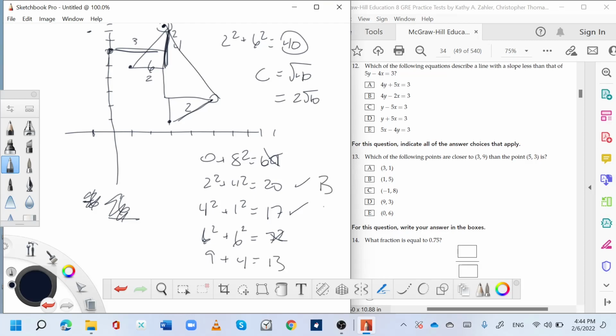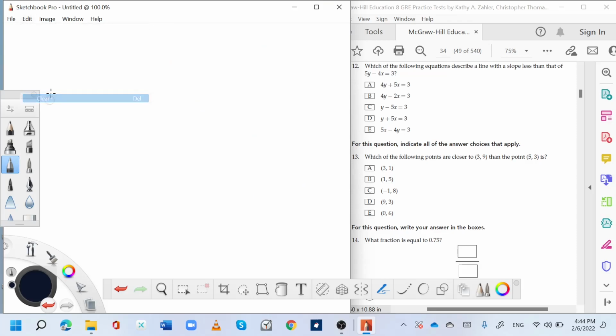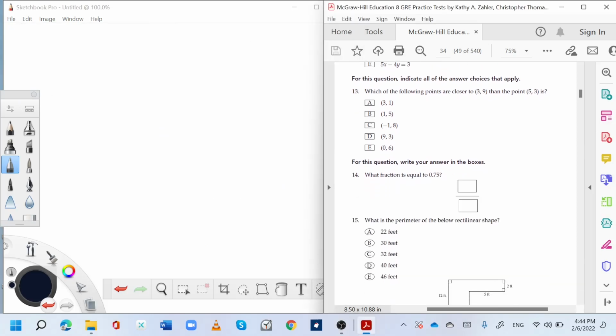Alright, so we got B, C, and E are the correct answers there, using the Pythagorean theorem. A little bit of geometry.